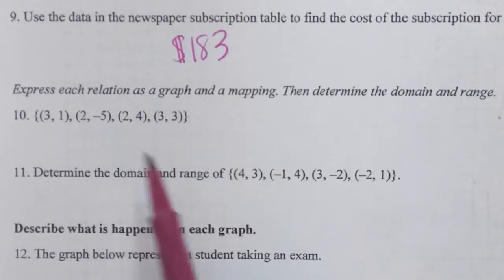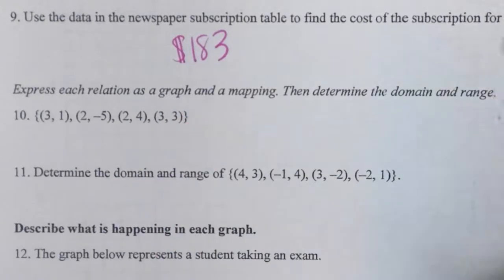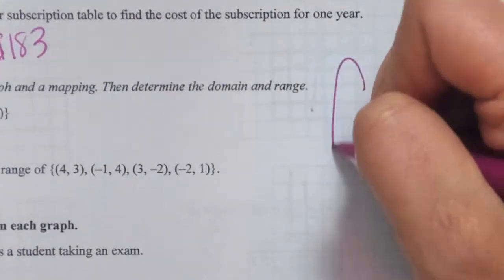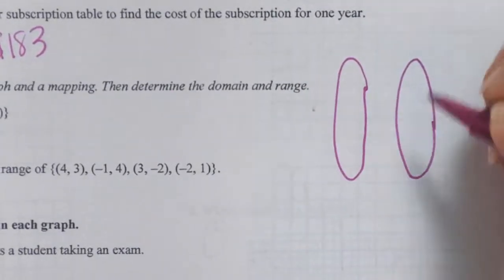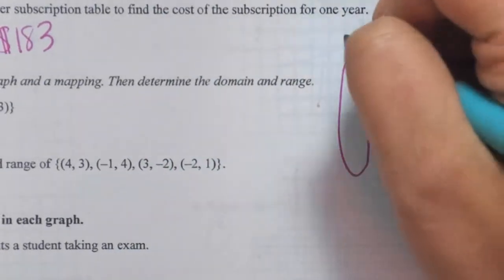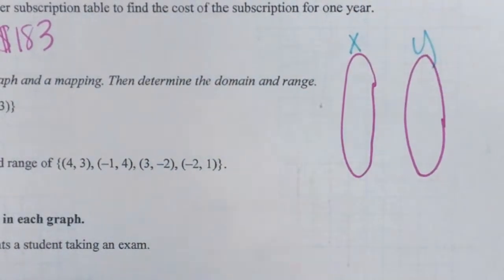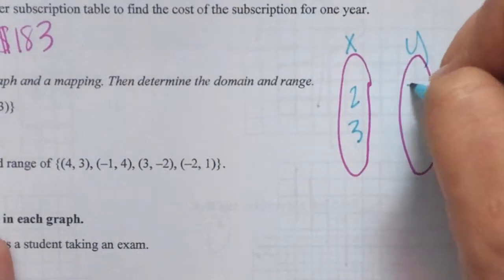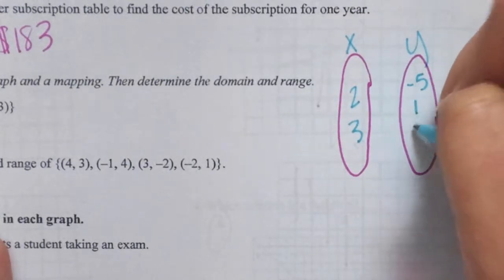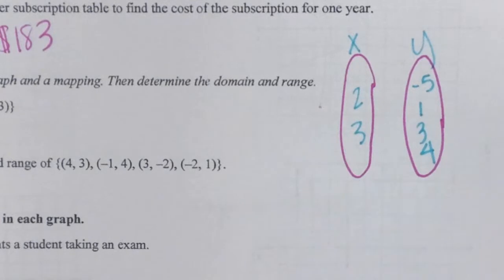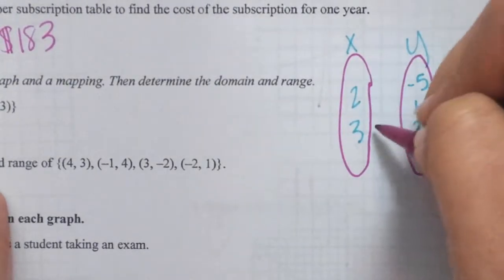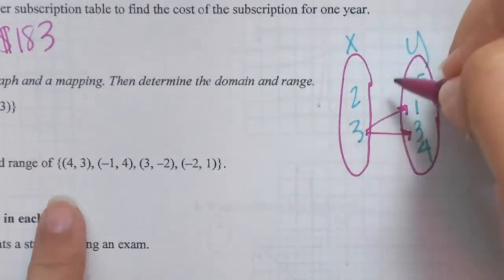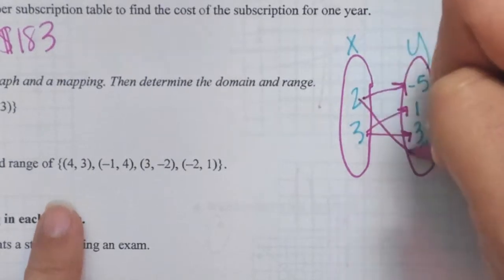Alright, so you should be able to graph these without me, but I'm going to do a mapping of this one. It's gonna look like this. That's in your notes. Alright, does everybody's look like this so far? Yes. Alright, so 3 is paired with 1 and 3. If it asks for a mapping, this is what a mapping looks like. 2 goes with -5 and 4.